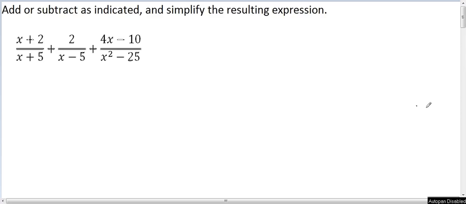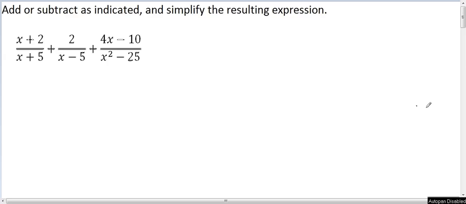When we add rational expressions together, we first need to make sure that all the fractions have the same denominator. If they don't share the same denominator, we'll use the methods we learned in the previous video to find the least common denominator first, then rewrite all the fractions so that the denominators are equal to that least common denominator. Then we can rewrite the sum or difference as a single fraction and simplify the numerator.